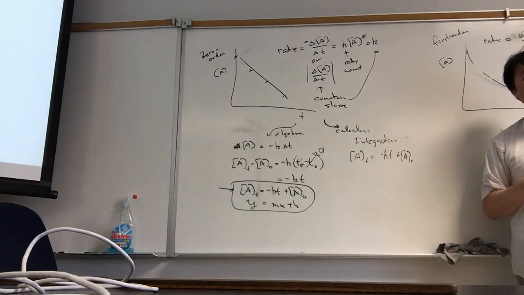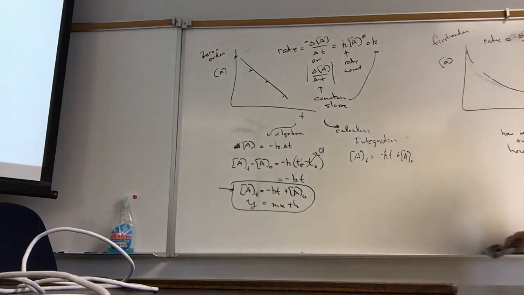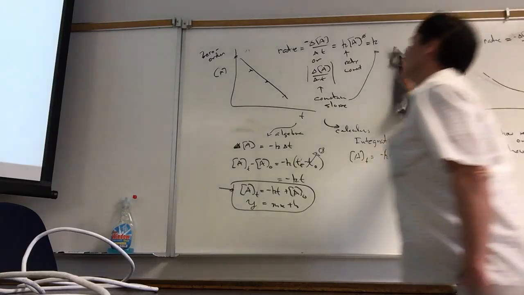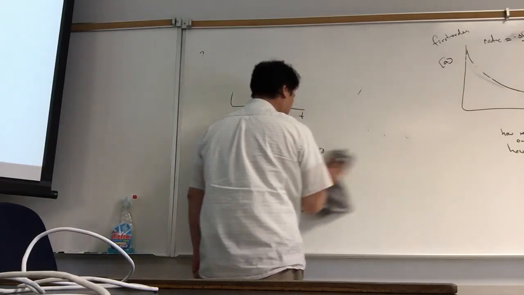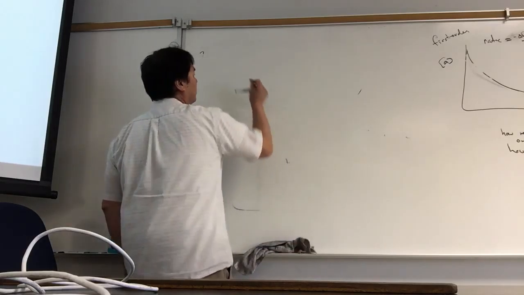And so this is why we must use calculus. If you want to figure out how much or how long, you must use calculus. Well, we aren't going to use it. We're just going to use the equation that comes from calculus. And the equation that comes from calculus for first order is the integrated rate law.